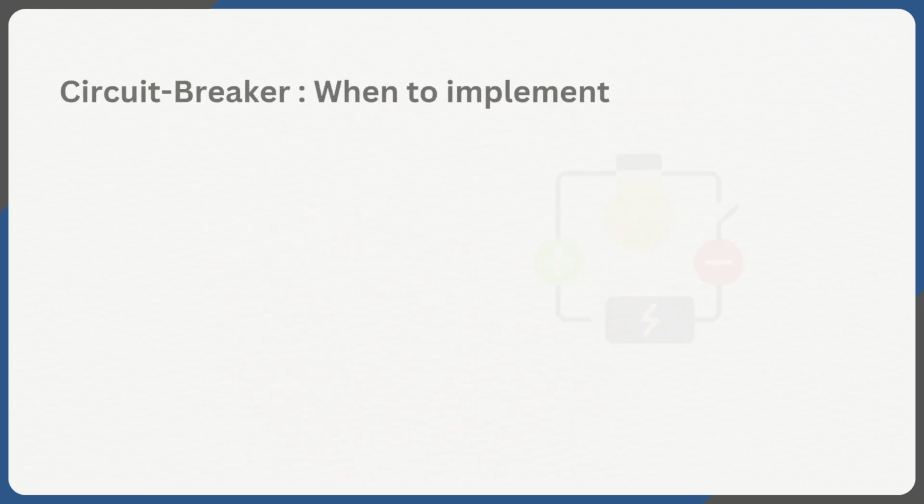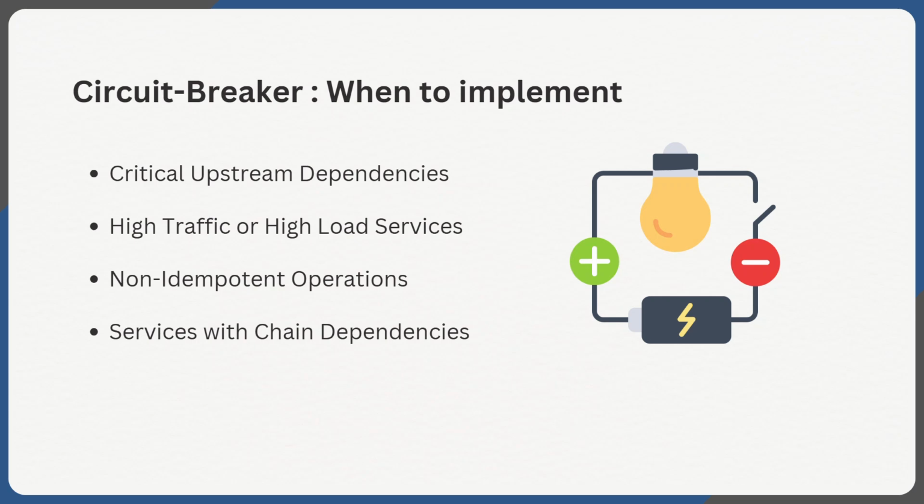We don't have to implement circuit breaker mechanism in every service. It can be implemented in scenarios where service relies heavily on critical upstream dependencies, such as another service or database which is prone to latency or downtime. For instance, consider a payment service that depends on an external API for processing transactions. It's also essential in high traffic or high load environments to prevent cascading failures during peak times.